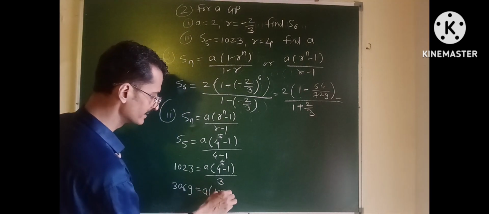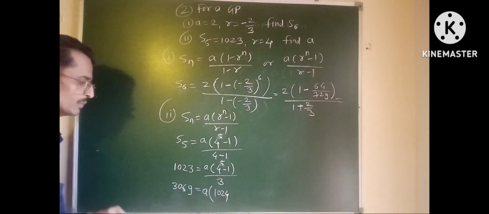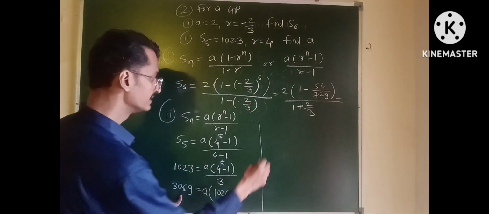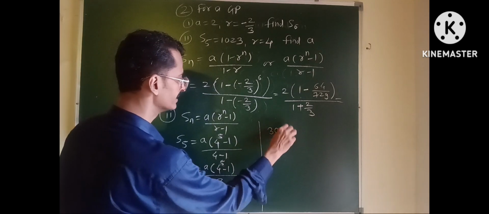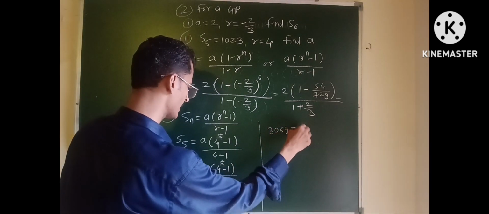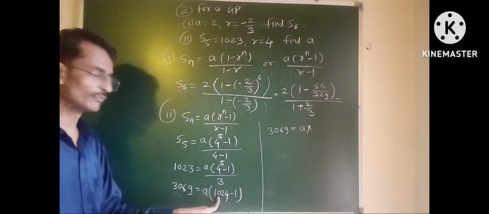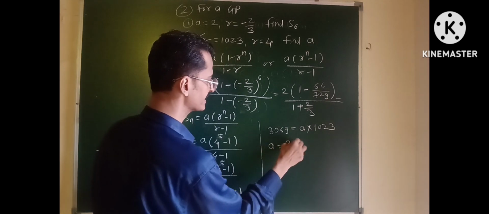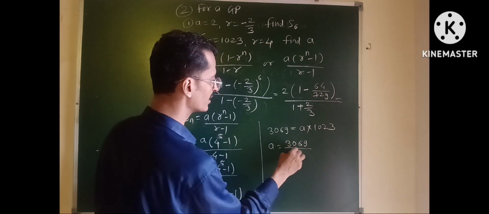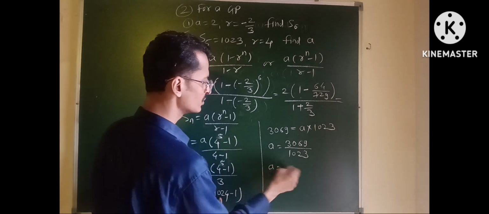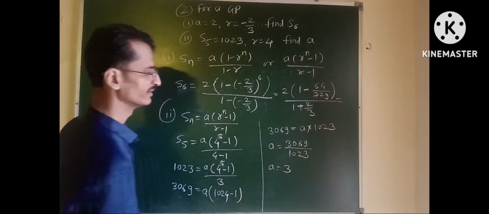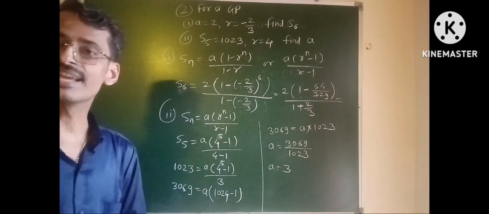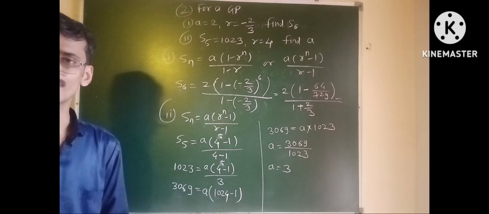1024. Check this. 4 raised to 5 is 1024 minus 1. And therefore this 3069 is equal to A into 1024 minus 1, that is 1023. And so A is 3069 upon 1023. So check this, what is the answer? 3. Okay. 3 into 3, 9, 3 to the 6. Right. So the answer is A is equal to 3. Okay.